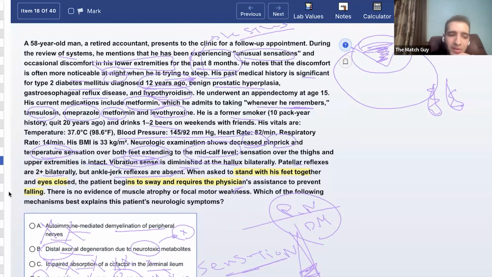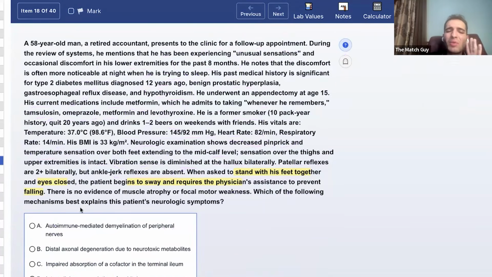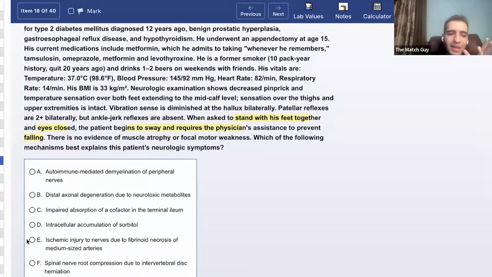So what do I do in these questions? I choose the most probable one, the most direct one. Okay?